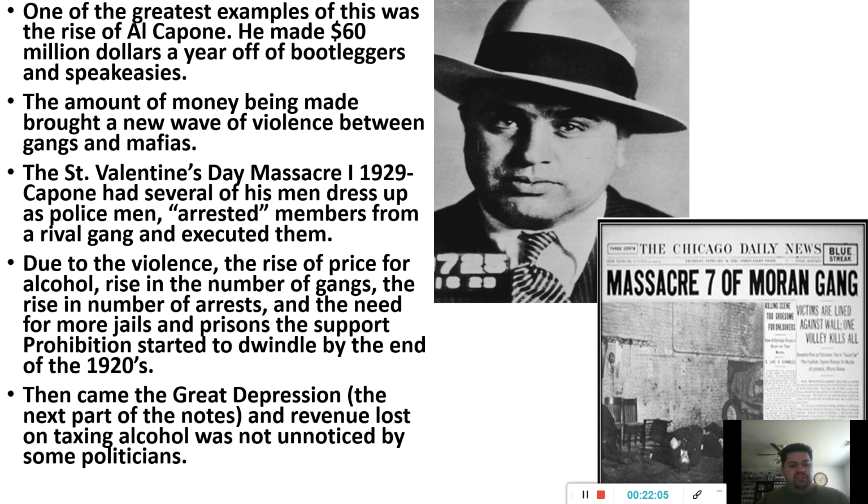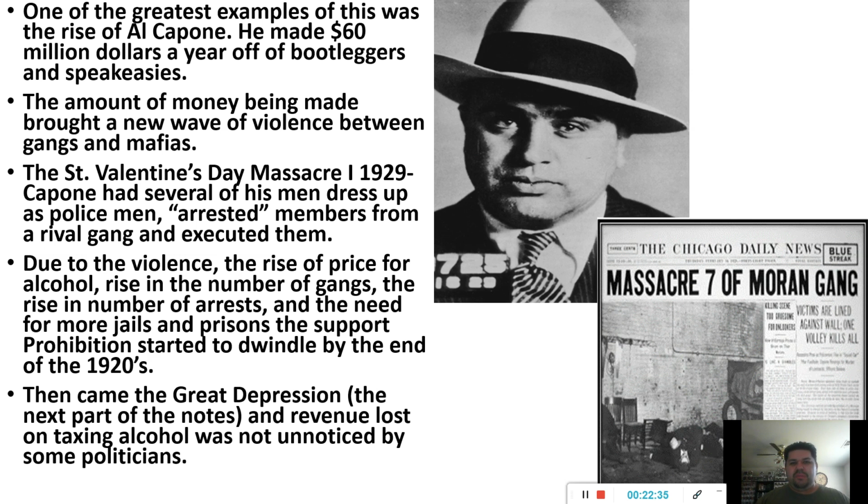And violence is just through the roof. The number of arrests done because of the prohibition, arresting people drinking, selling, transporting alcohol, the gang violence stuff. And because there's so many more arrests, there's not enough jails and prisons. So they need to make more.